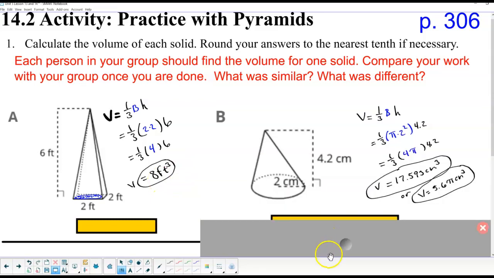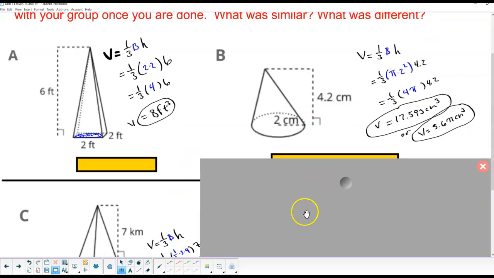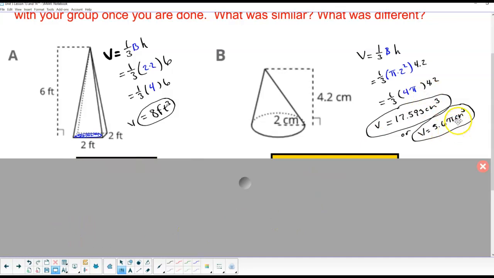If you had part B, this one is a little interesting because we could have used an exact answer. We'll show you that here. For a cone, it's 1/3 the area of the base times the height. A cone has the base of a circle, so pi r squared. The radius is 2. So I did 2 squared times pi, which gave me 4 pi. And then I did 4 times 4.2 and divided that by 3, and I got 5.6 pi.